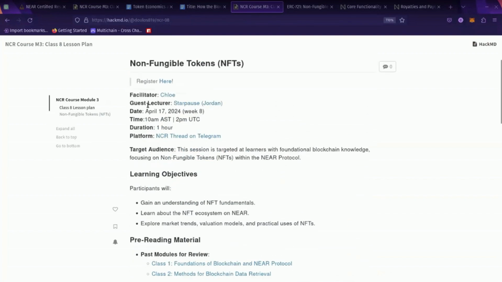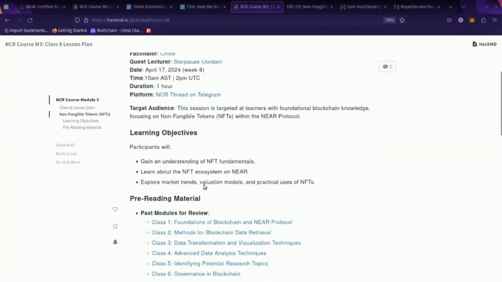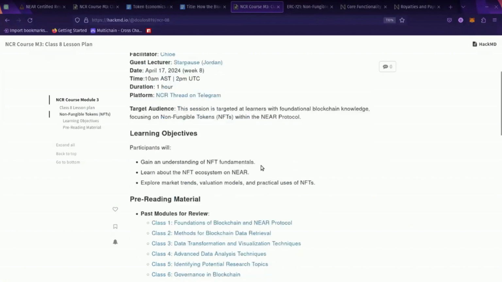Our guest lecturer for today is going to be Jordan Starpaz, very active throughout the NEAR ecosystem in a variety of ways. I don't want to spoil too much, but I've been working with Jordan for quite a while, whether it was at NEAR Foundation or working on DAO tooling on NEAR. Jordan's one of the people that worked on Tank, one of the first NFT distribution platforms on NEAR, where people are able to do NFT collections, with some good successes there. So it'll be interesting to see some perspectives from Jordan.